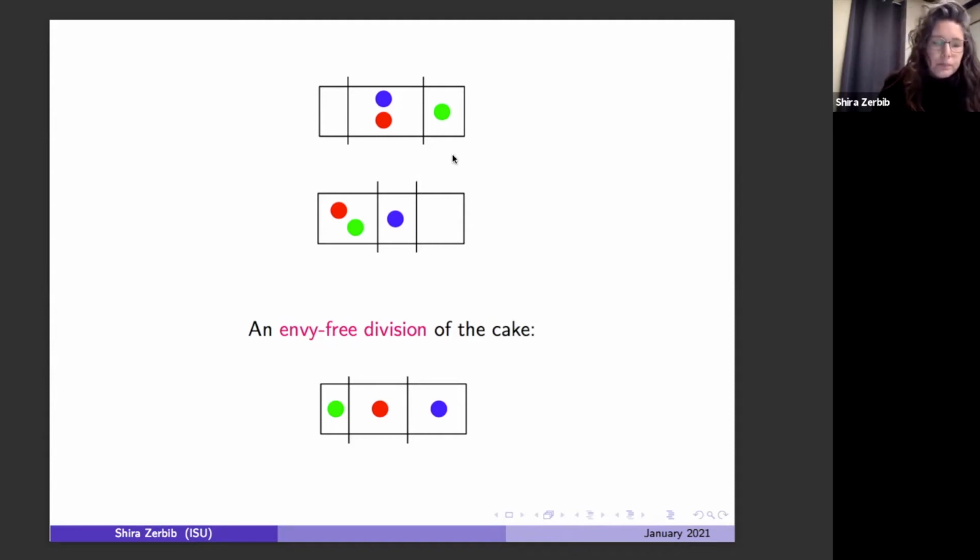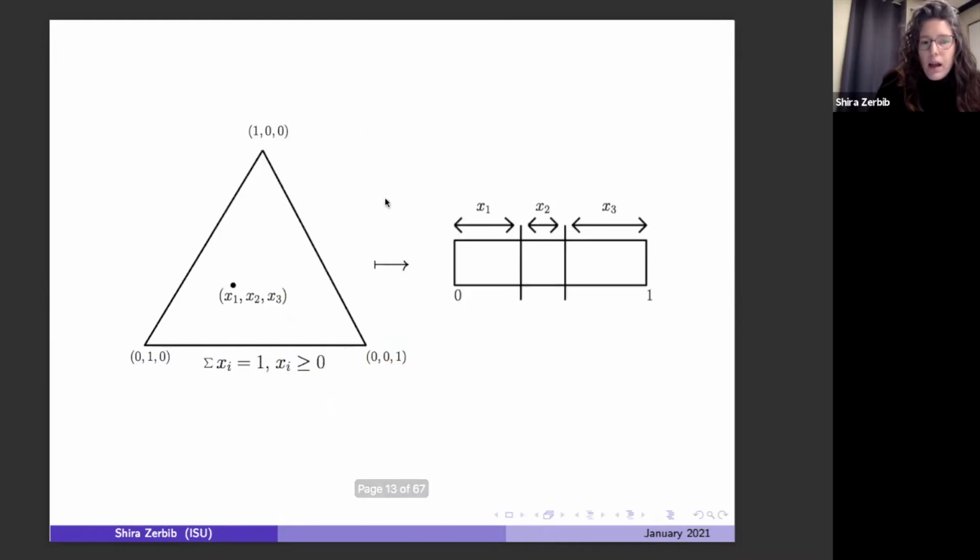So we are asking if, and under which conditions, there exists an envy-free division of the cake. How does this relate to the theorems that I mentioned before about the simplex?